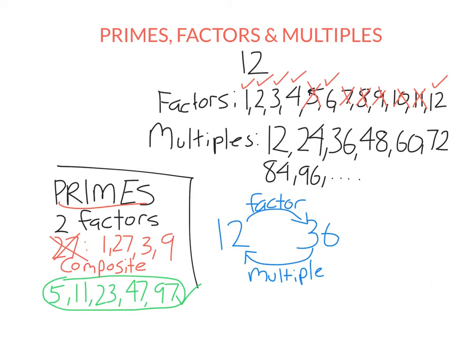Now, there are heaps more prime numbers. In fact, there are infinitely many prime numbers. I just listed a few there. It's really cool. It turns out that you can write any whole number as the product of primes. That's what we're going to look at on the next slide.